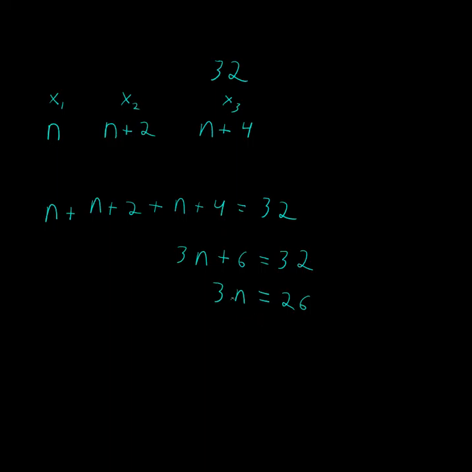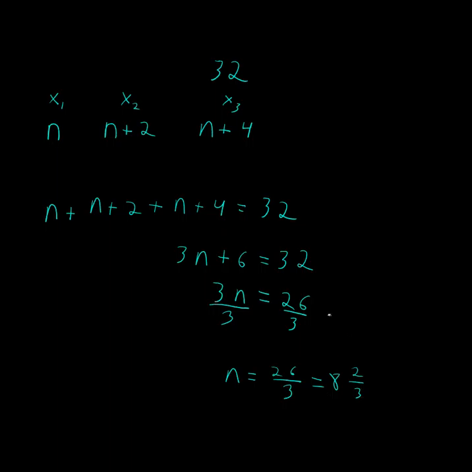Now, here we come to an issue. If we divide both sides by 3 to use the division property of equivalence, we get n equals 26 over 3. So let's rewrite this in its simplest terms. And so that would be 8 and 2/3. So we have an issue.